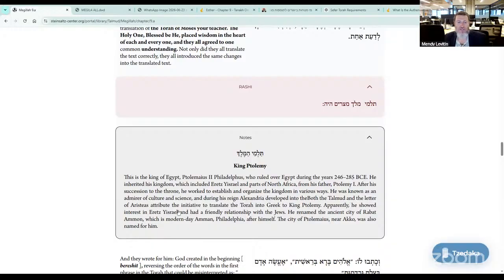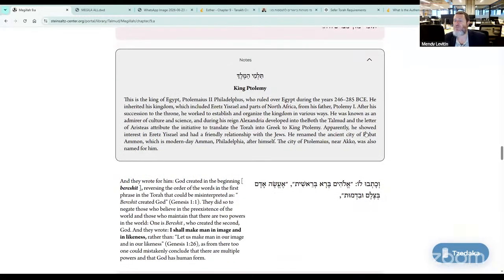and attribute this initiative to translate the Torah into Greek to King Ptolemy. Apparently, he showed interest in Eretz Yisrael and had a friendly relationship with the Jews. He renamed the ancient city of Rabbat Ammon, which is modern day Amman, Philadelphia, after himself. The city of Ptolemais near Akko, I don't know if that's still a city, was also named for him. So he was a person who was cultured, but he wanted things done his way.